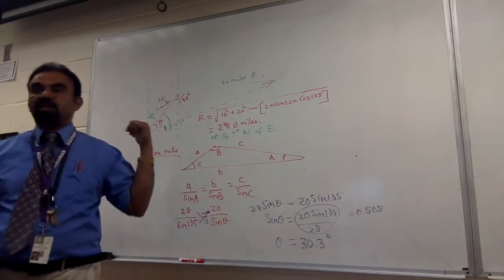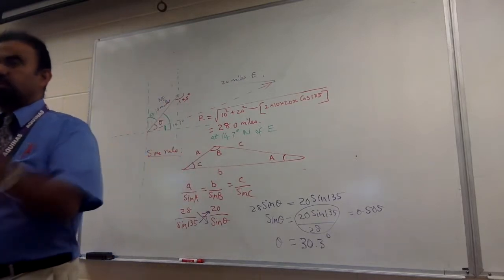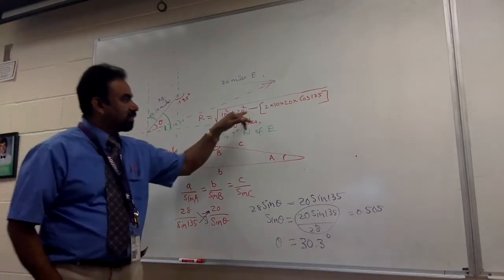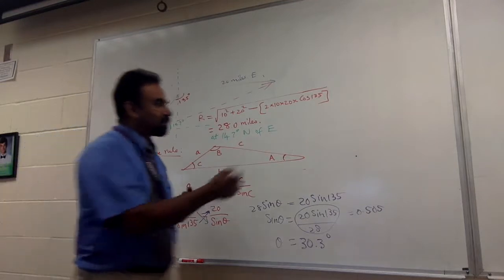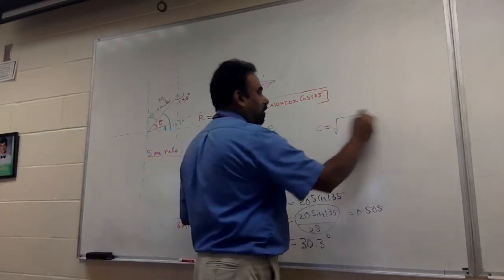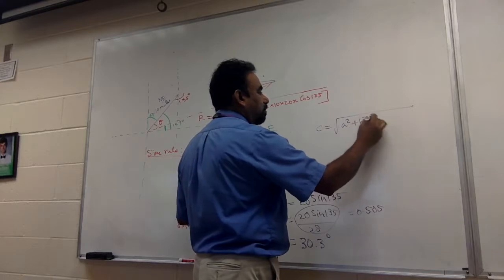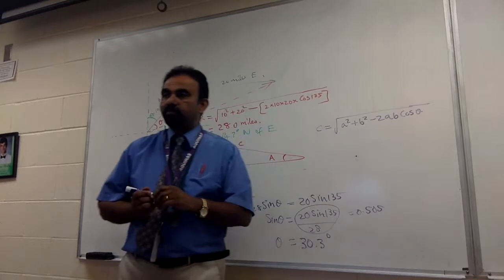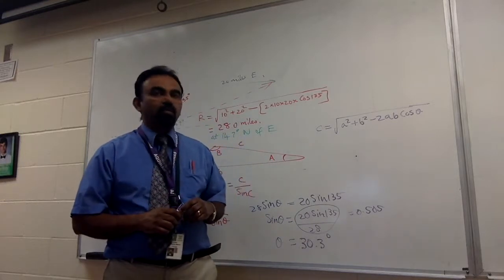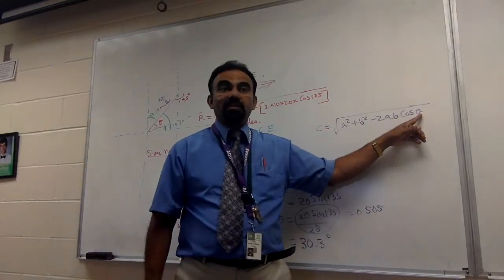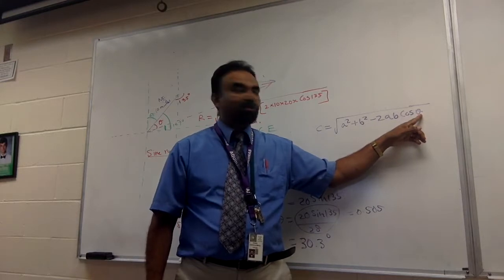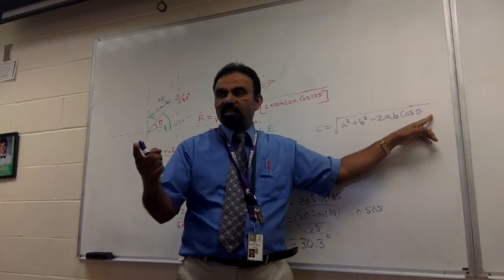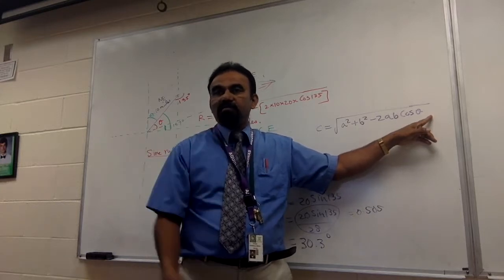So the cosine rule and sine rule help you to find out the result no matter what. It doesn't have to be 90 degrees. Now, if you look at this cosine rule once again, what's the cosine rule? C is equal to the square root of a square plus b square minus 2ab cosine theta. What happens when the angle is 90? What is cosine 90? We discussed that last class. What is cosine 90? Oh, plug it in.